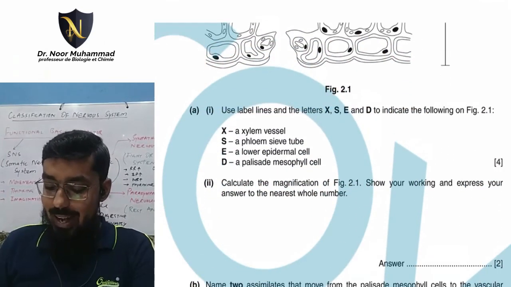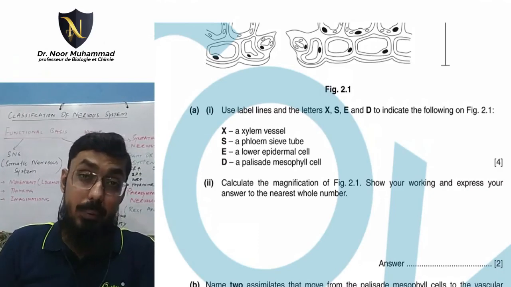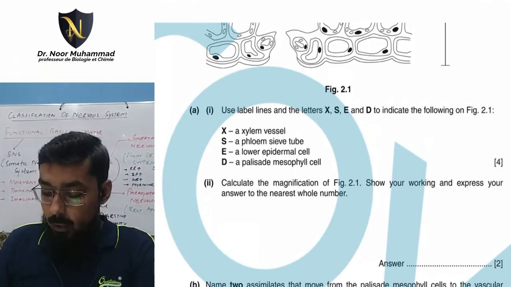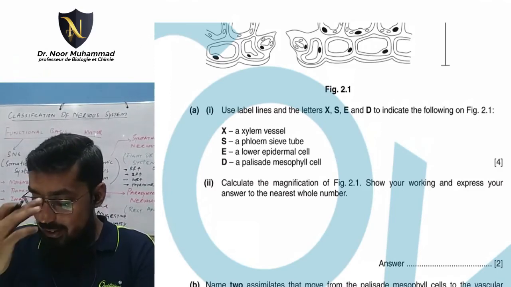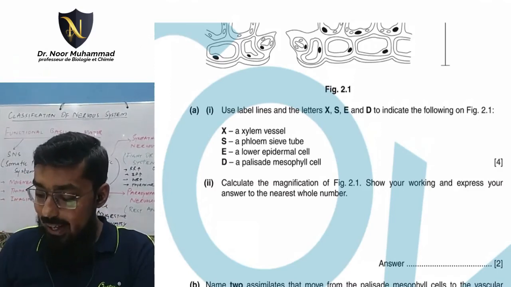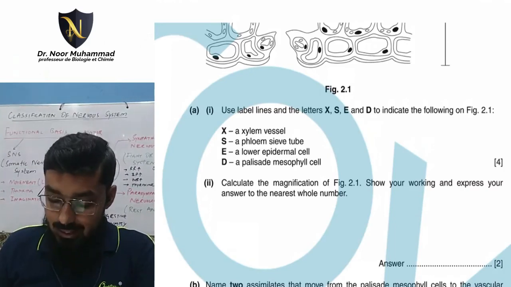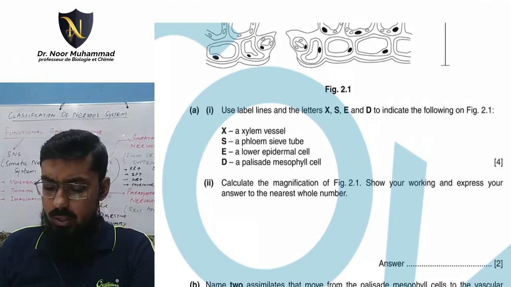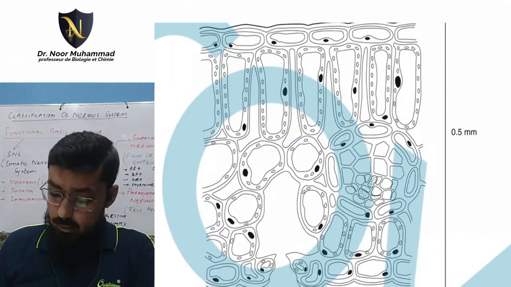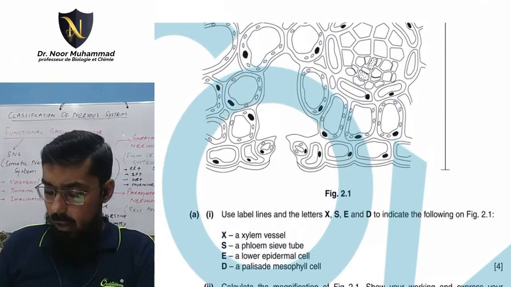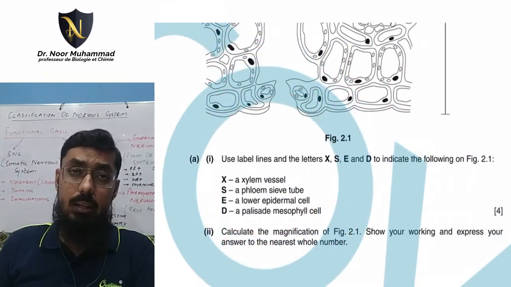Use label lines and the letters. That's the question of paper 2. So this is the first question of paper 2 in this worksheet. Use the label lines and the letters X, S, E and D to indicate the following on figure 2.1: X, xylem, phloem, E and D. You should know this because you can label this कि कहाँ पर होगा क्या नहीं होगा. I should leave it because you have already discussed this in O levels.